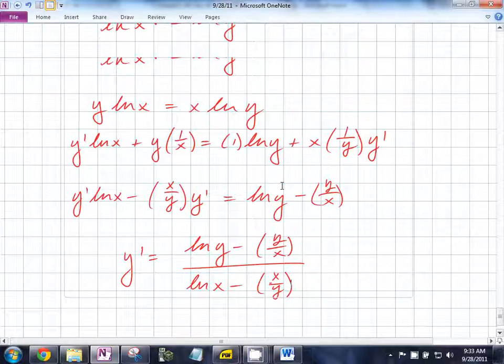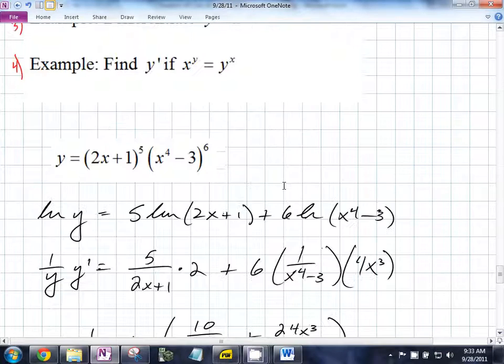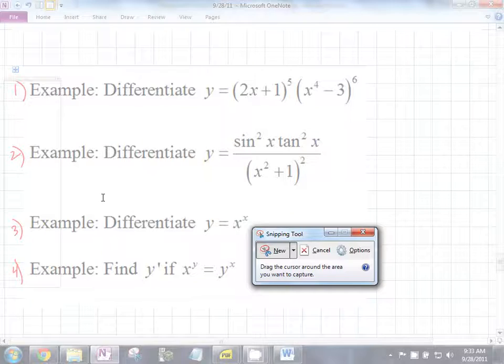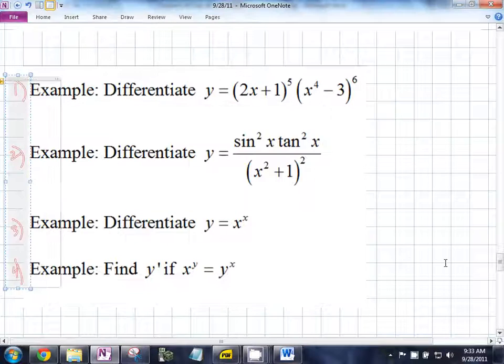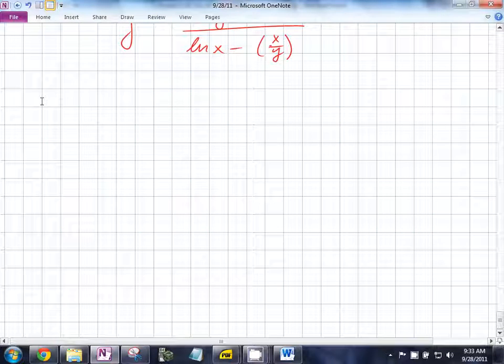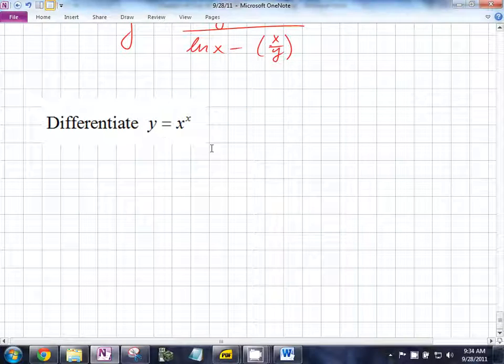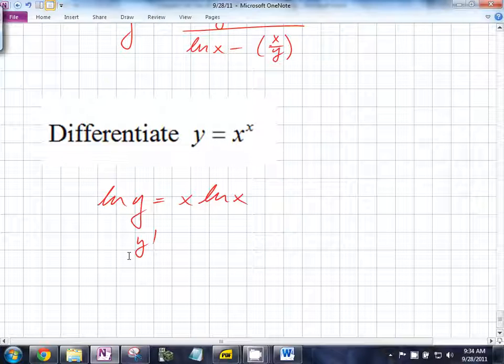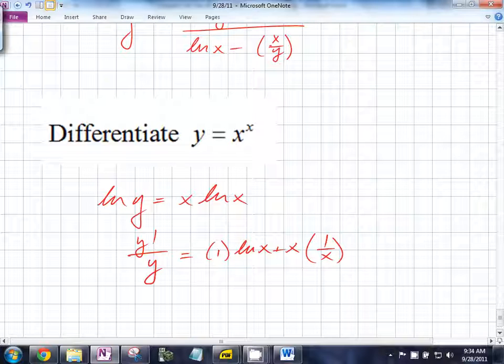What did you do first? Natural log. Yeah. ln y is equal to x ln x. So y prime over y is equal to 1 times ln x plus x times 1 over x. What's the derivative of x? One. What's the derivative of ln x? 1 over x. Yeah, so y prime is equal to y times ln x plus 1. And what's y equal to? x to the x times ln x plus 1. All done. No trick to that.